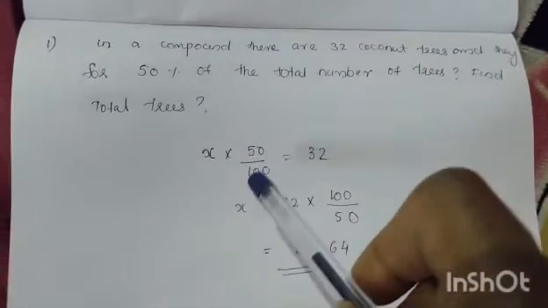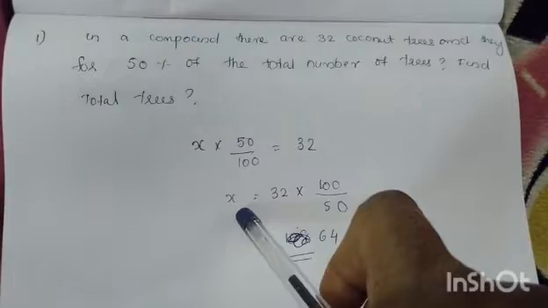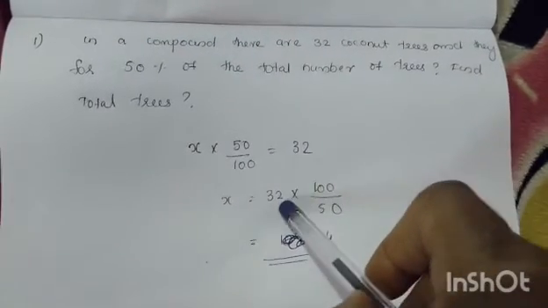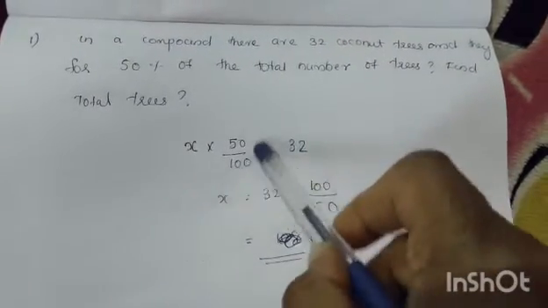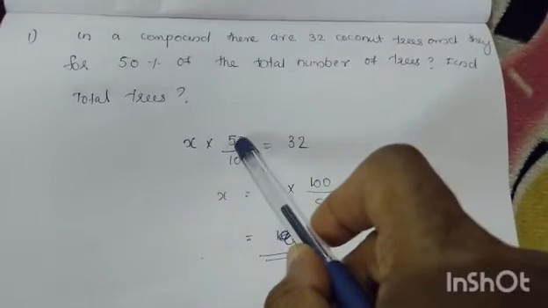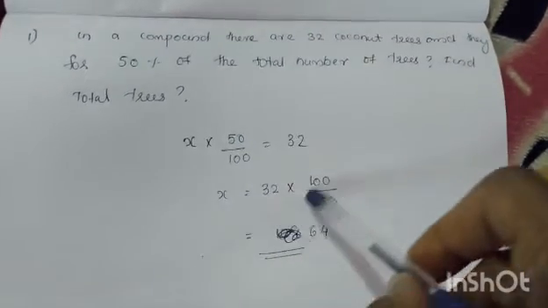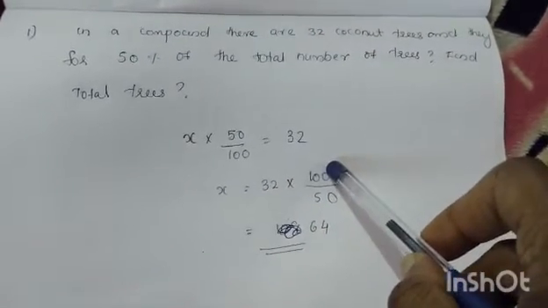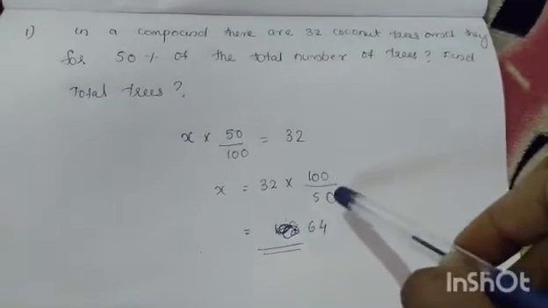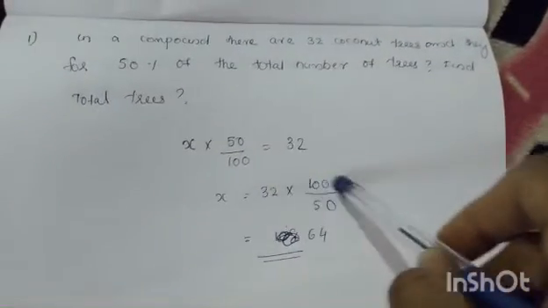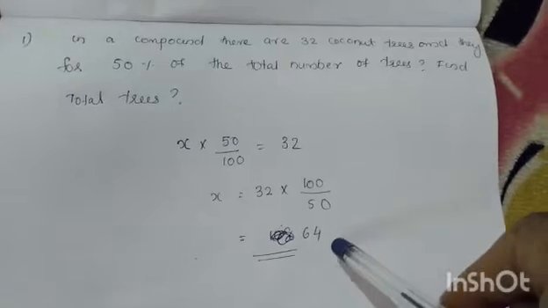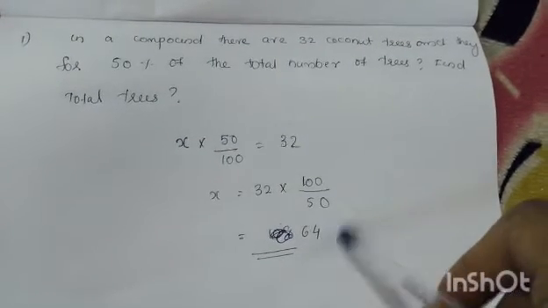In order to find out the total number of trees, we multiply the number given with the reverse of the percentage, 50 by 100. Moving to the left hand side of the equal sign, it should be reversed to 100 by 50. By multiplying, we get 64. This is the total number of trees in that compound.